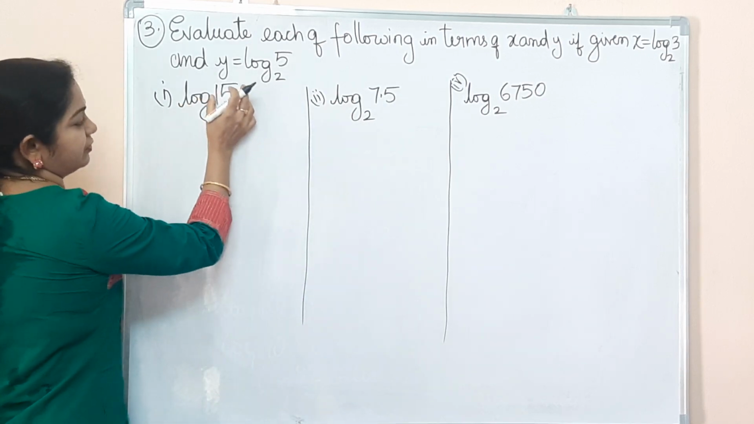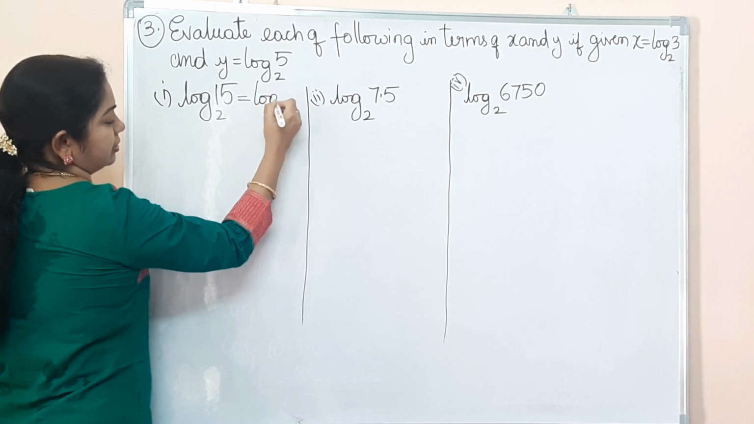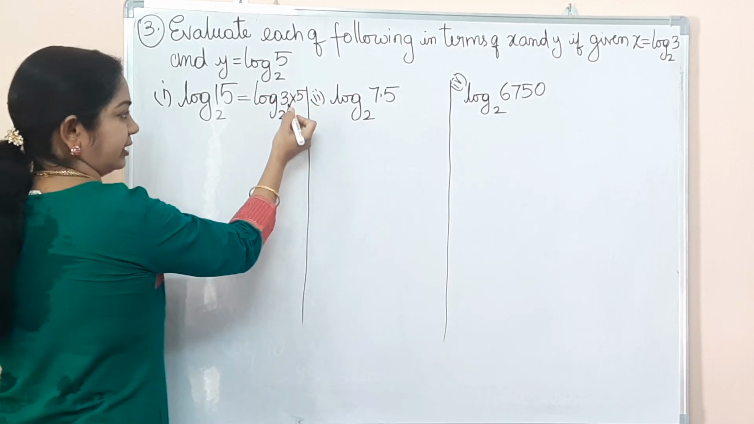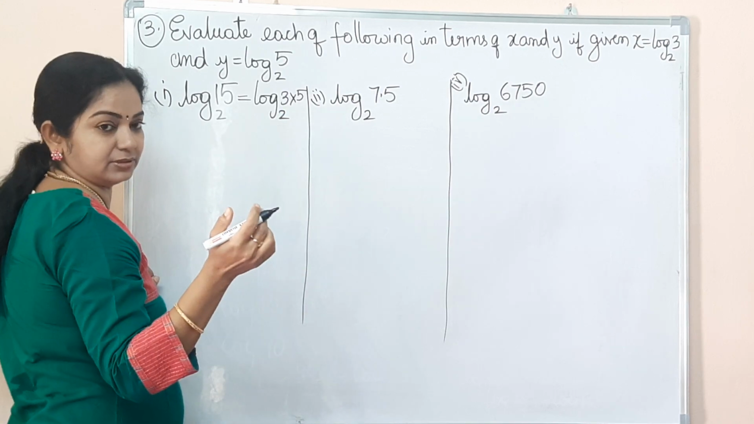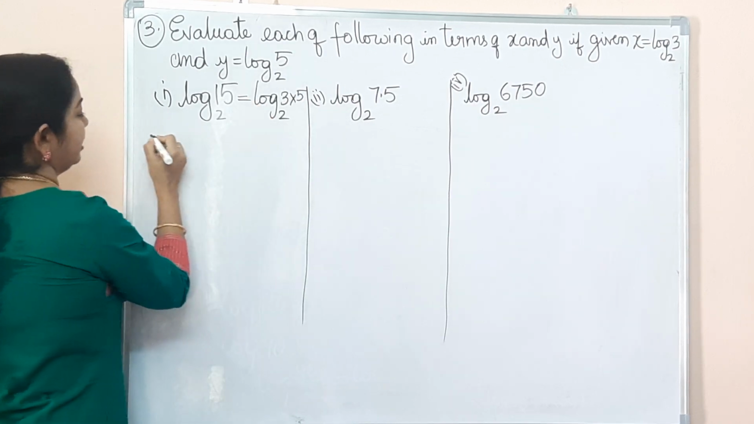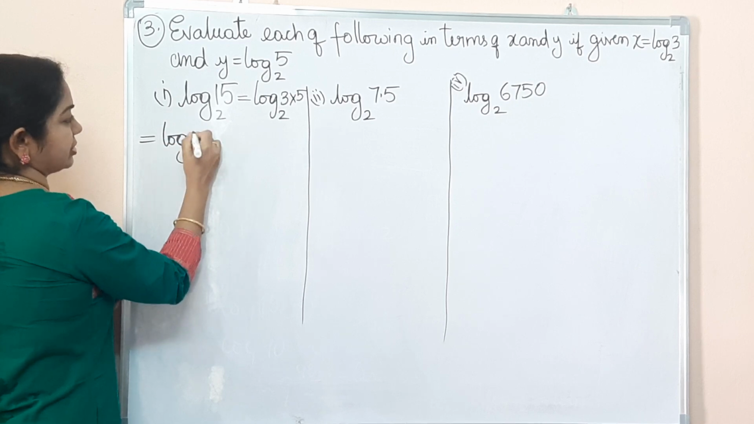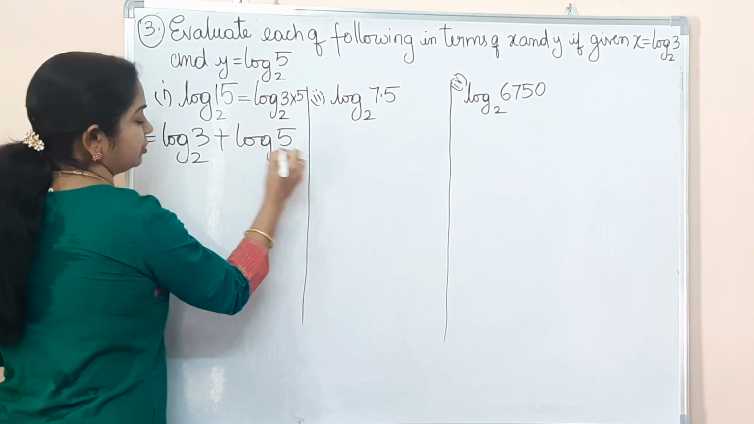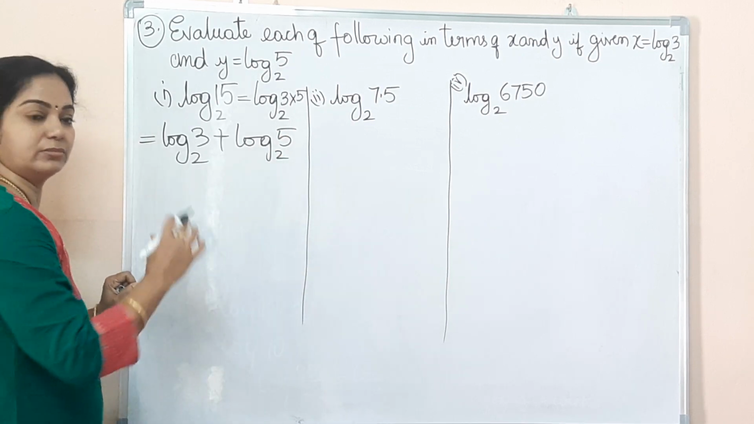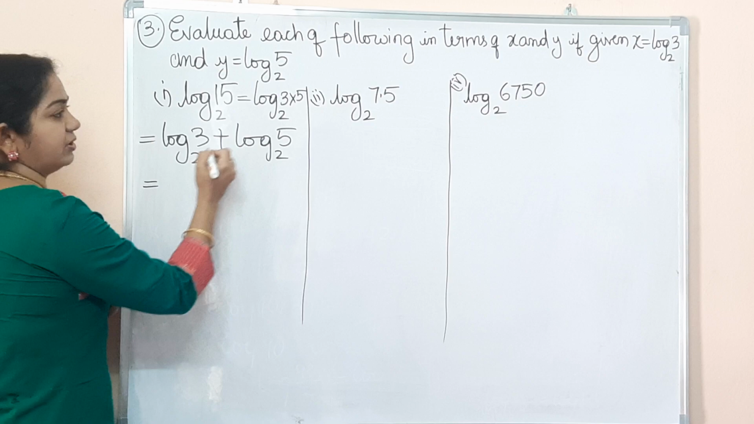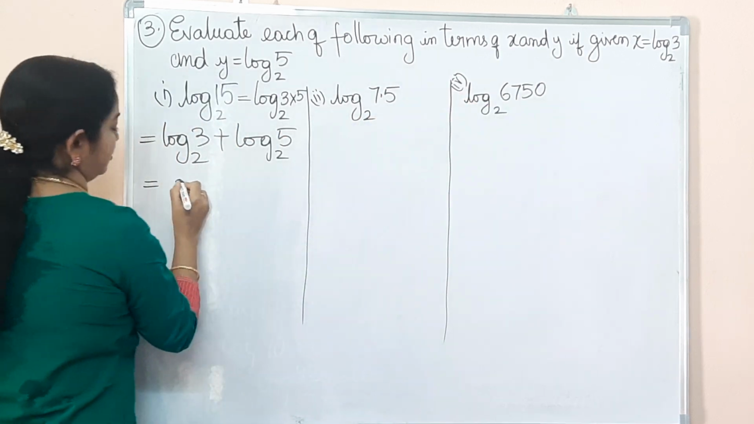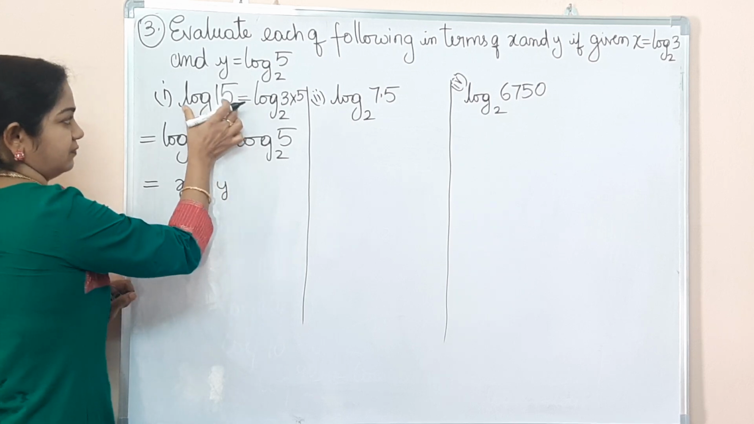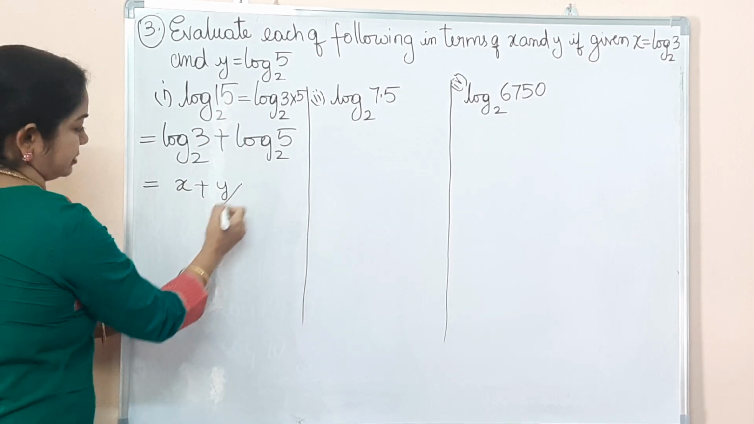Now let's see here. We will expand this. 15 we can write as log 3 into 5. 3 5s are 15. Now if I apply the multiplication rule here, it will be separated into addition: log 3 base 2 plus log 5 base 2. Here log 3 base 2 is x, and log 5 base 2 is y. So we get this in the form x plus y.